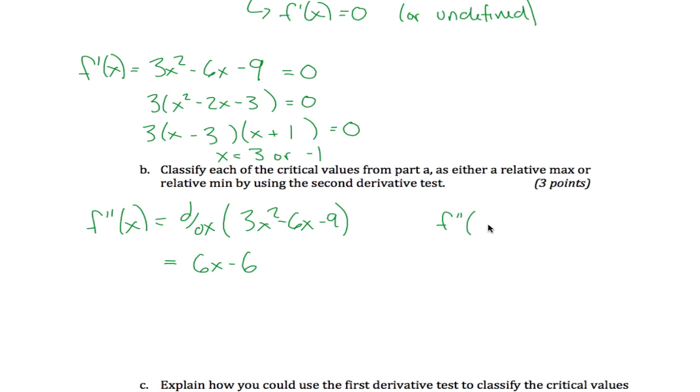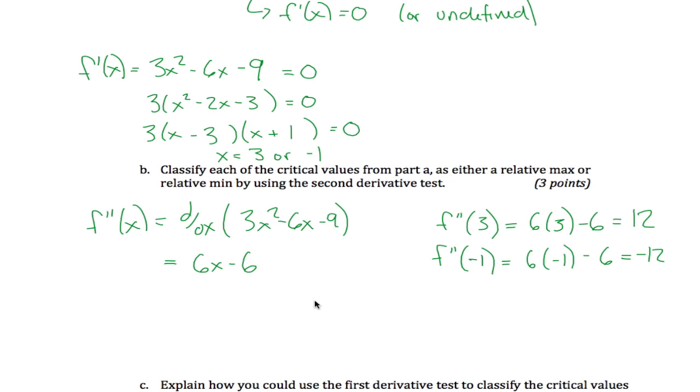So f double prime of 3 equals 6 times 3 minus 6. 18 minus 6 is 12, a positive number. And f double prime of -1, our other critical value, is 6 times -1 minus 6, which is -12, a negative number.